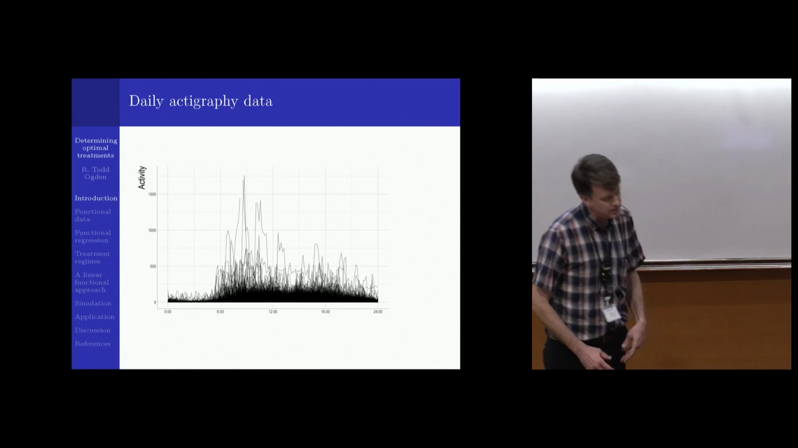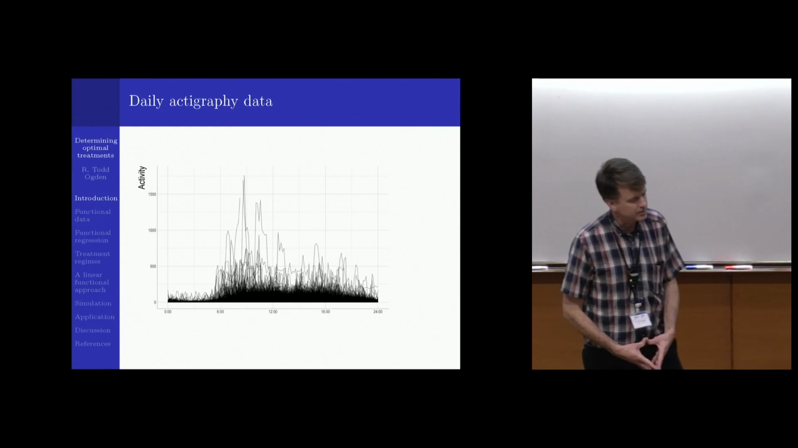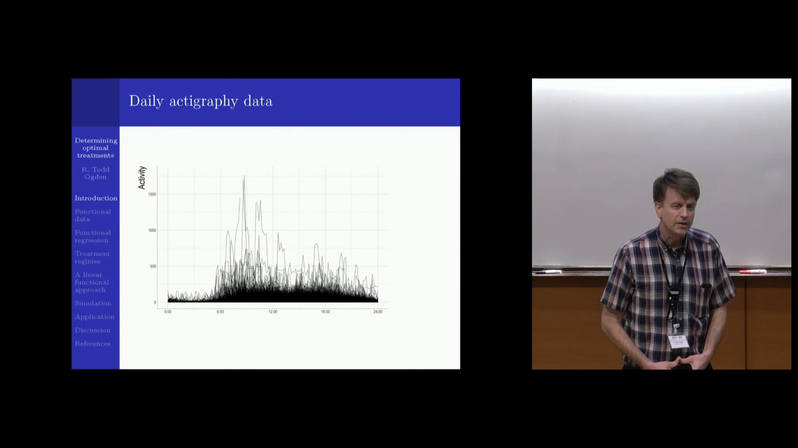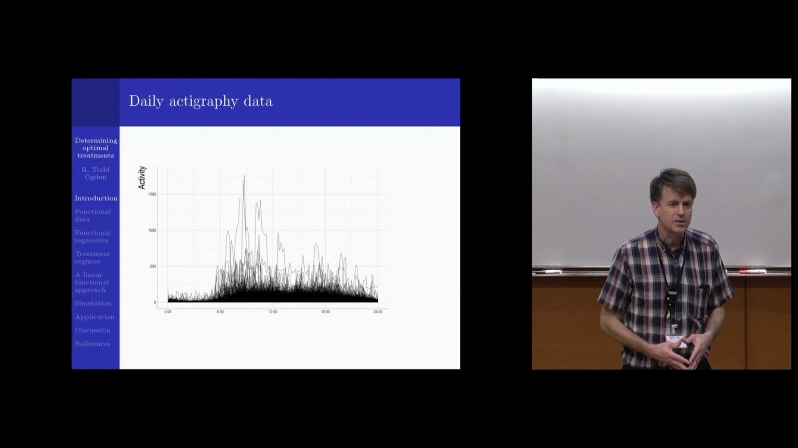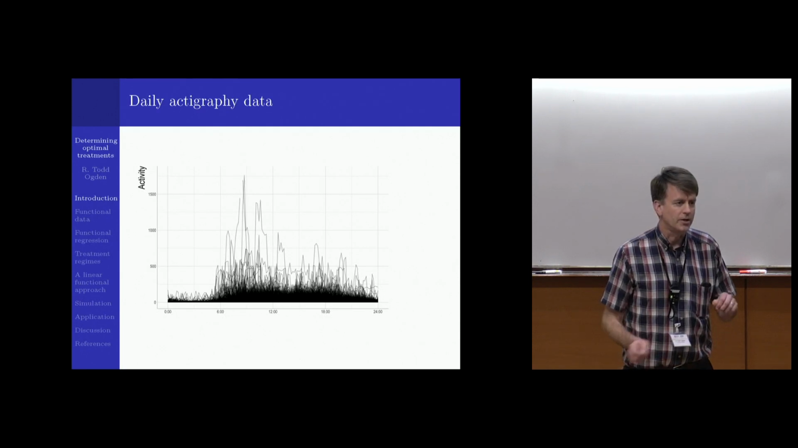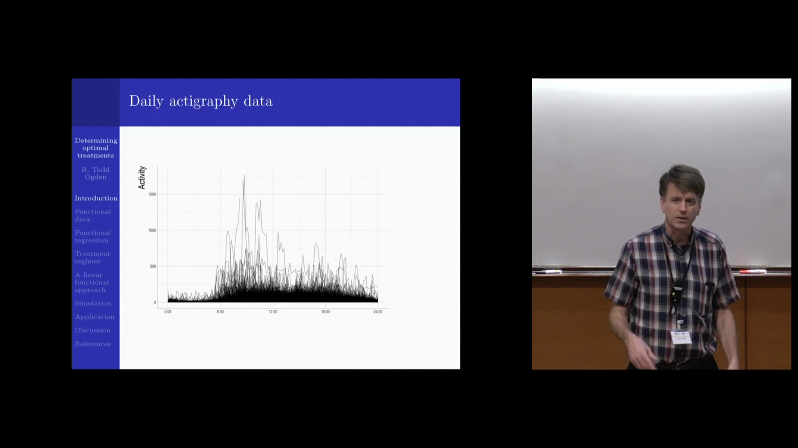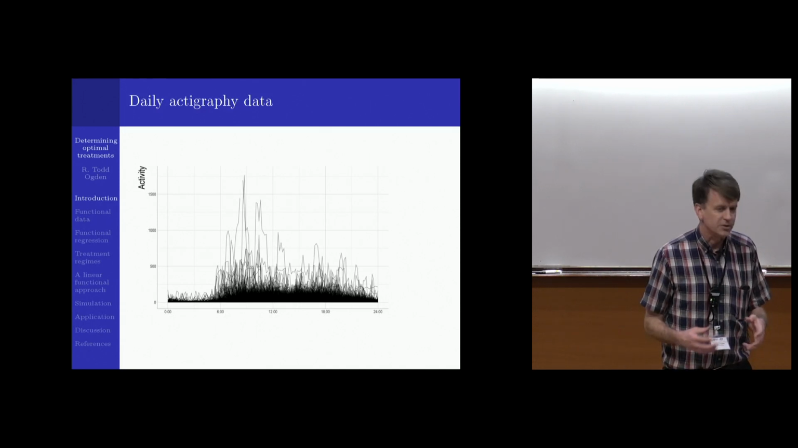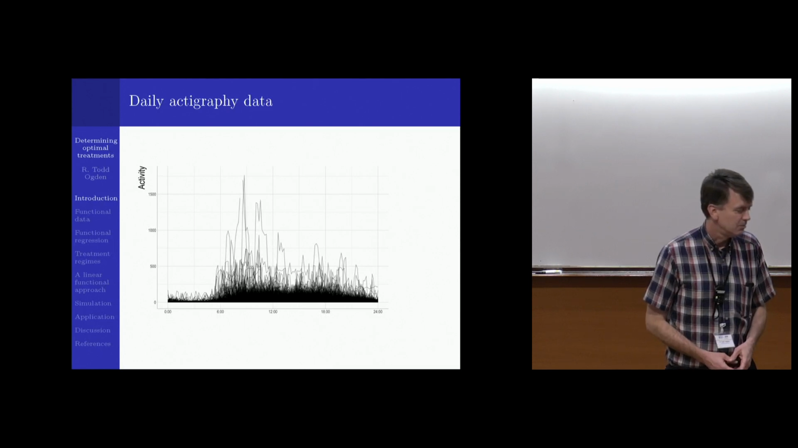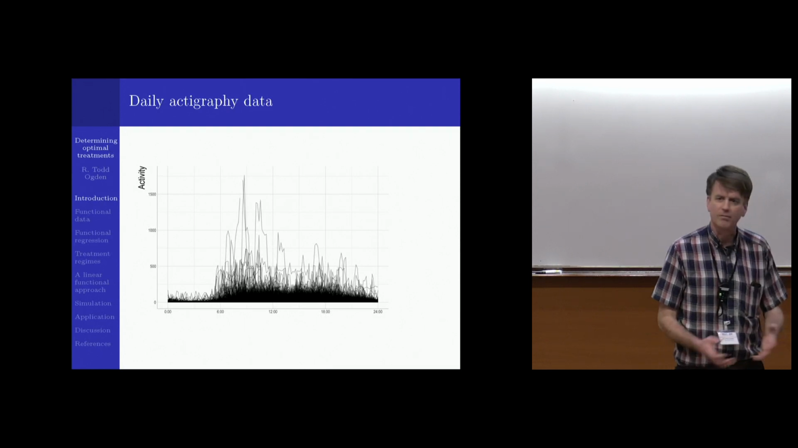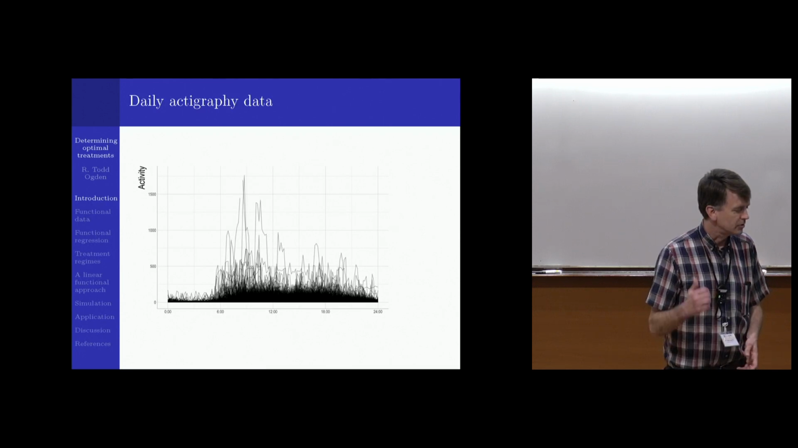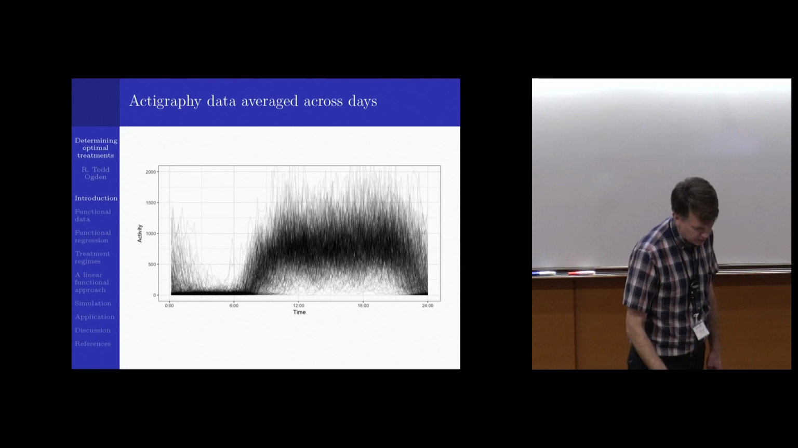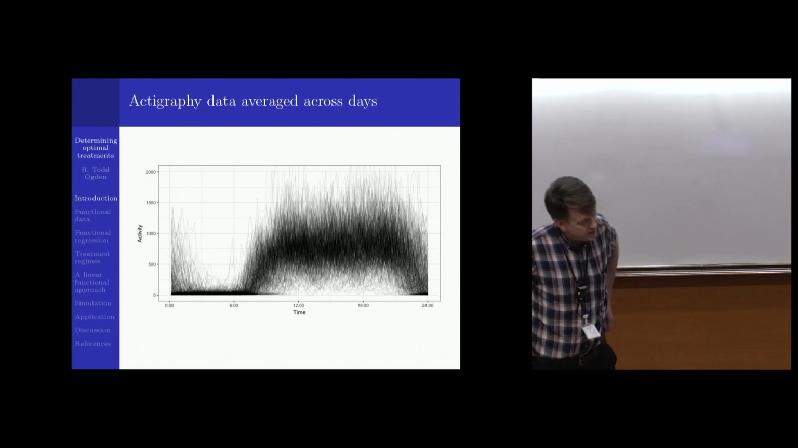Here's some daily actigraphy data. I think this is from children, and it's number of counts. This has already been processed quite a bit. You get X, Y, and Z directions at a very fine time scale, and then it's boiled down to number of movements per 5-minute period or something like that. This is what it looks like. It's super noisy and hard to make anything of. This is the data.